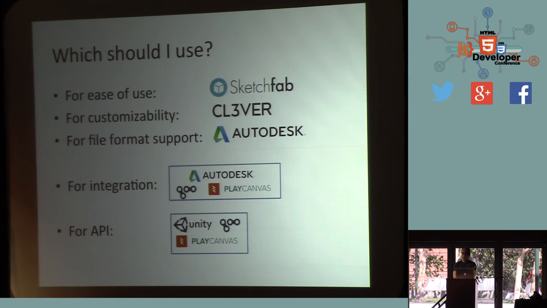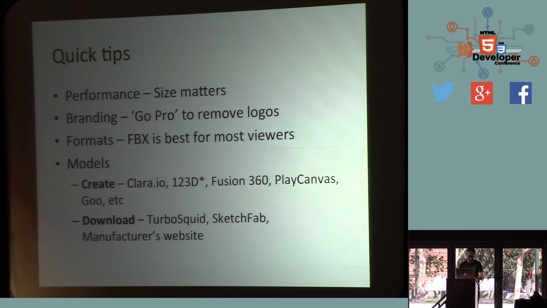If you're looking for file format support which isn't OBJ or FBX, then go with the Autodesk Viewer. If you want to integrate with the rest of your website, so your viewer elements are interacting with the rest of your DOM, then Autodesk or one of the gaming engines, Goo or PlayCanvas. And for APIs, you go with the gaming engine for the ultimate API customizability. Unity, if you're just starting to learn; Goo or PlayCanvas if you really want that native JavaScript experience. And then finally, some quick tips.